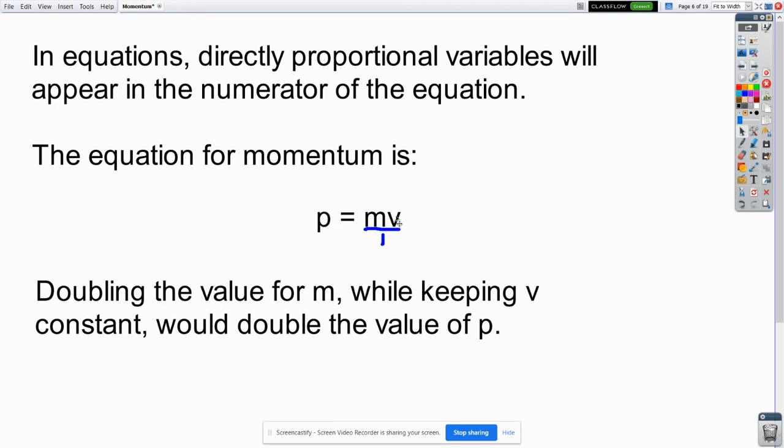Again, if I kept velocity constant, if that was a 1 and it stayed 1, let's say I started off with a mass of 2, that would give me a momentum of 2. If I doubled the mass to 4, that would increase my momentum to 4 as well. Doubling the mass would double the momentum.